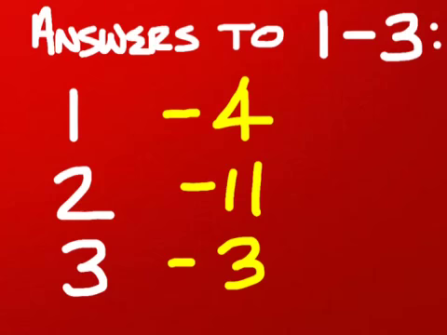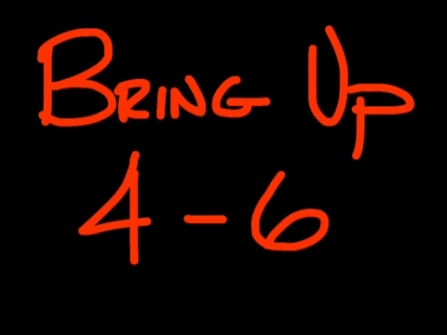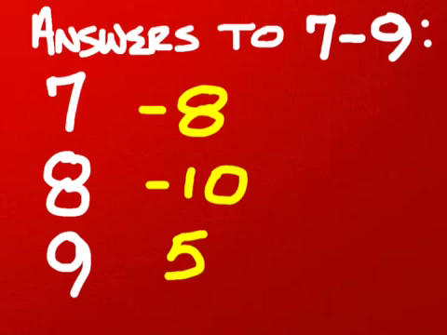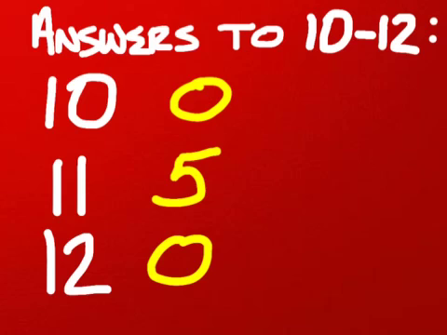The answers for 1 through 3 are -4, -11, and -3. Bring up 4 through 6. The answers for 4 through 6 are 3, 6, and -6. Bring up 7 through 9. The answers for 7 through 9 are -8, -10, and 5. Bring up 10 through 12. The answers for 10 through 12 are 0, 5, 0.